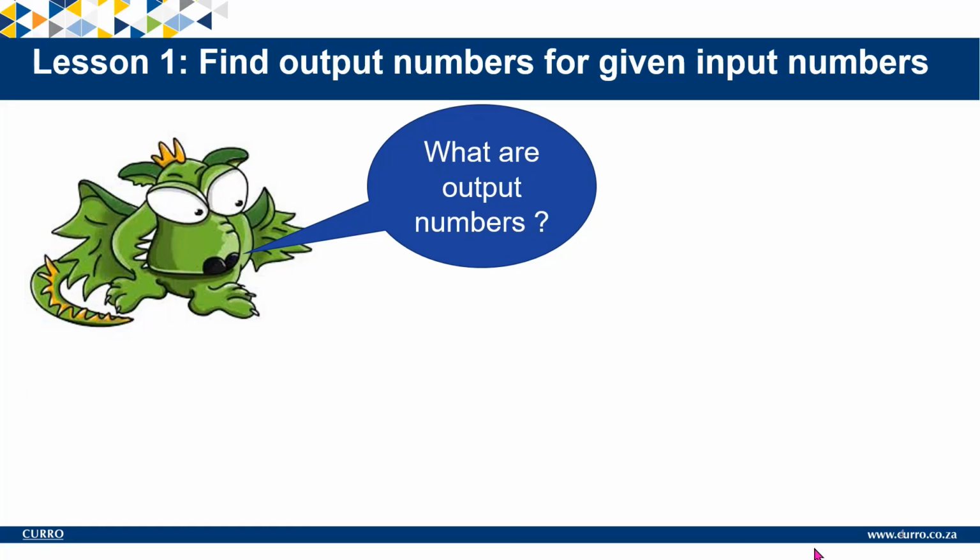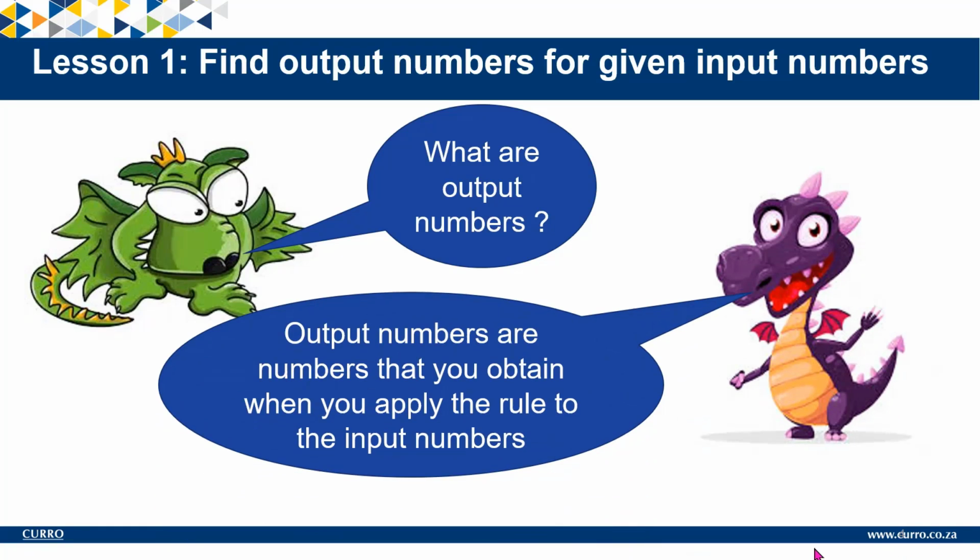What are output numbers? Oh, thanks, Snoot. By the way, this is Zoot and Snoot, and they are helping me with my work. Output numbers are numbers that you obtain when you apply the rule to the input numbers.